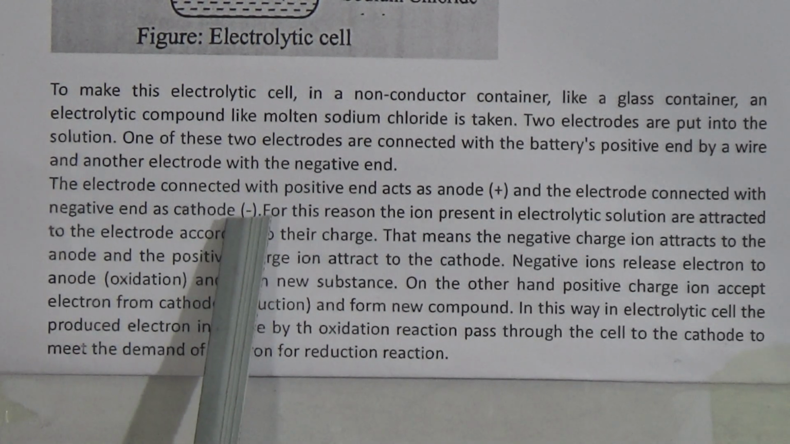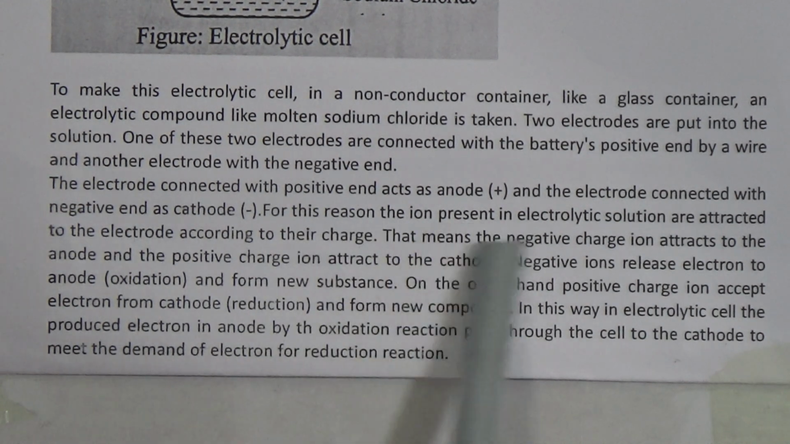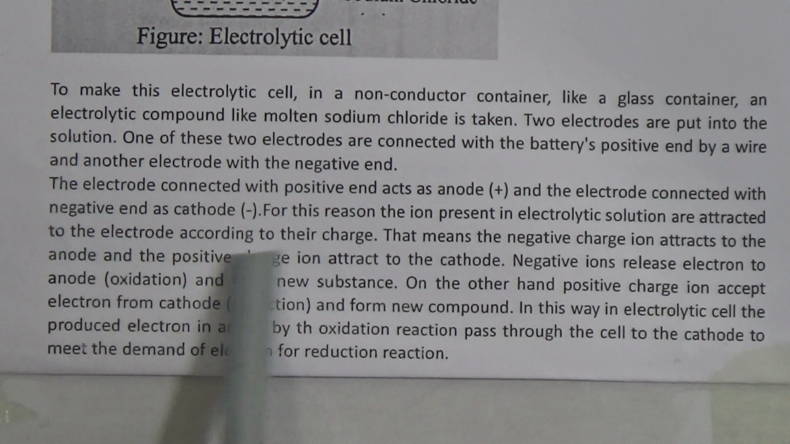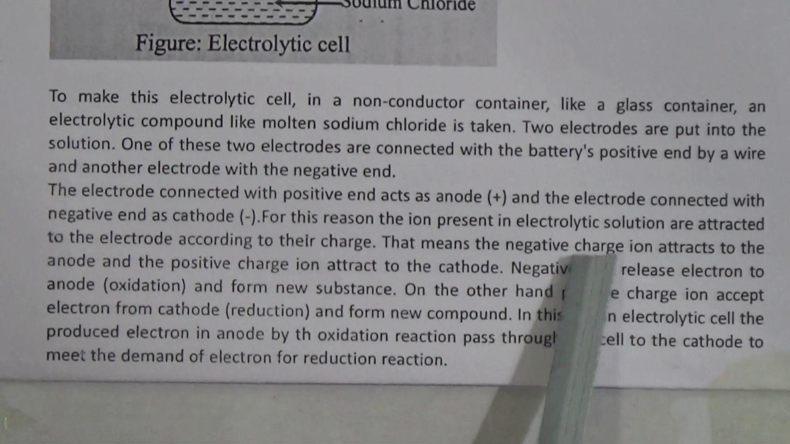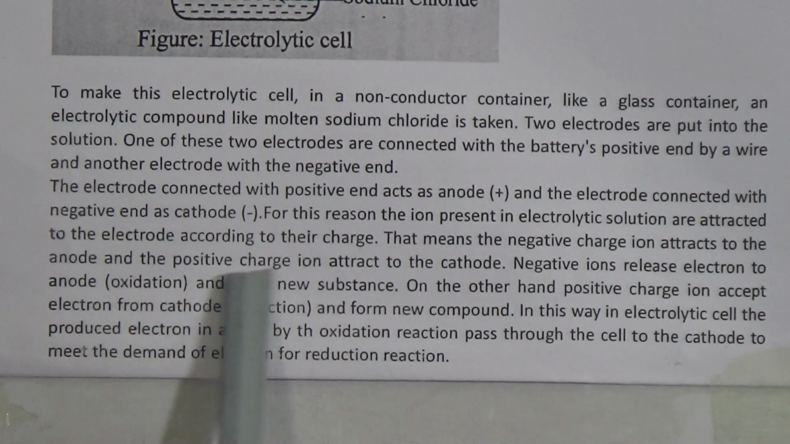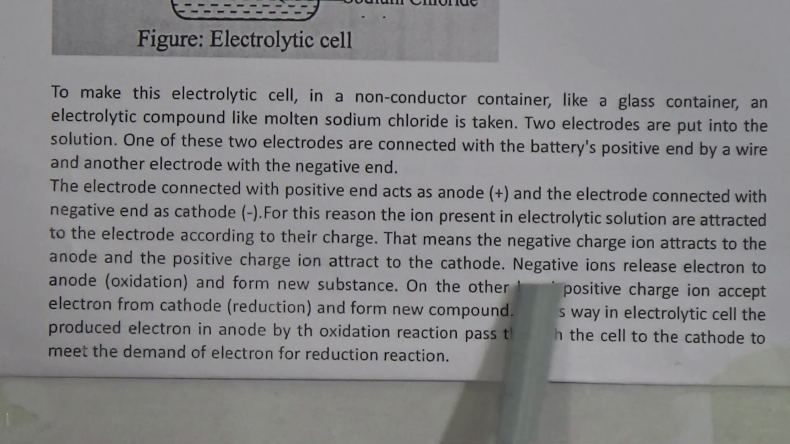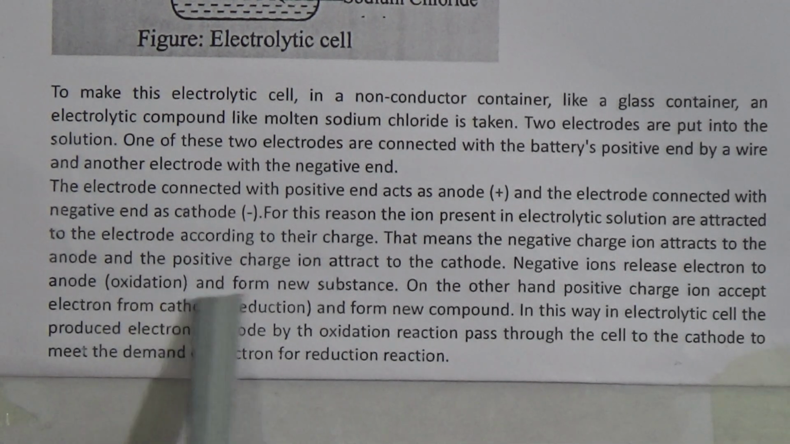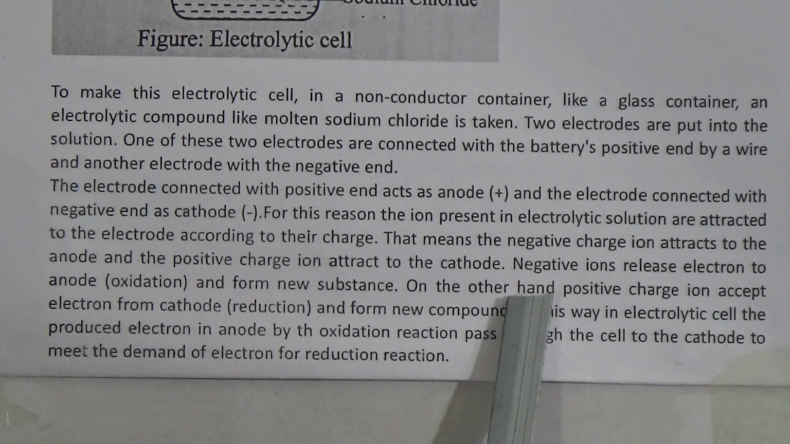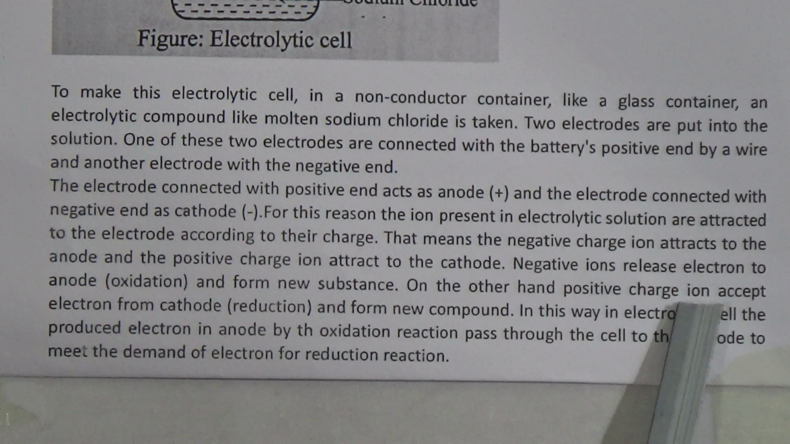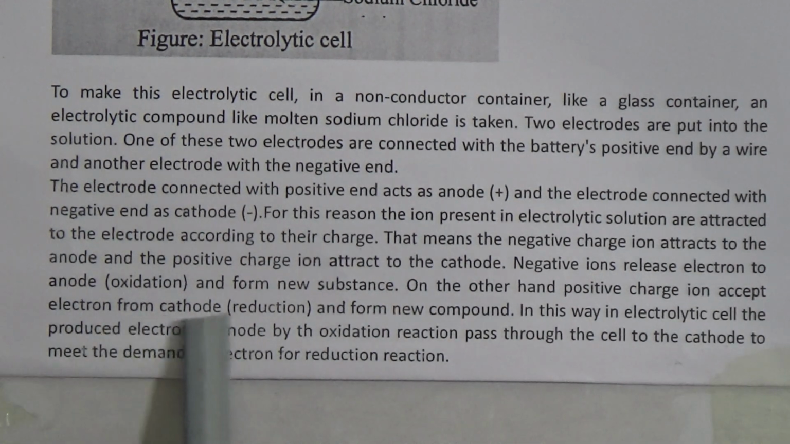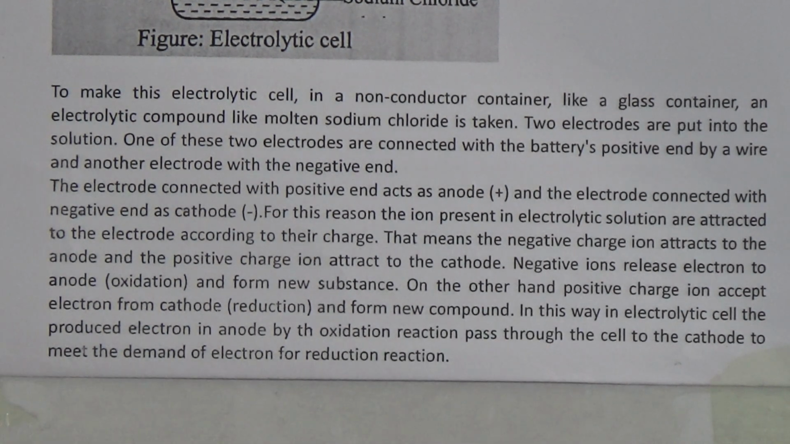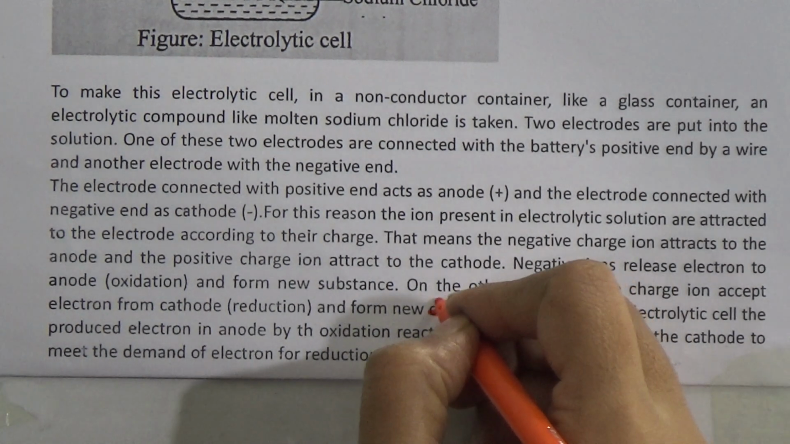as cathode. For this reason, the ions present in the electrolytic solution are attracted to the electrodes according to their charge, that means the negative charge ions attract to the anode and positive charge ions attract to the cathode. Negative ions release electrons to the anode, that means oxidation occurs in the anode and forms new substances. On the other hand, the positive charge ions accept electrons from the cathode and form new substances.